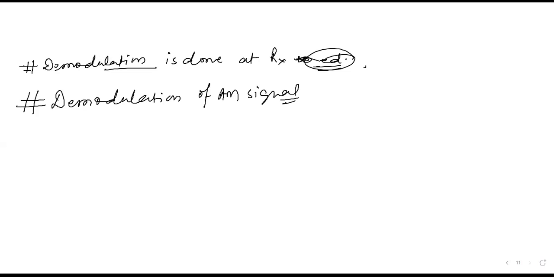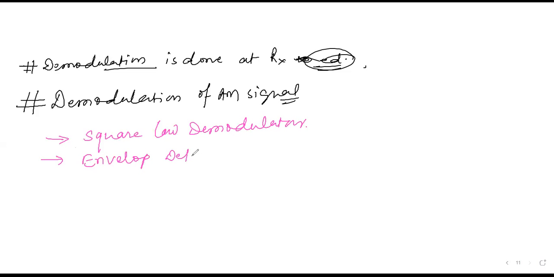And there are various methods which are used for the demodulation of AM signal, such as first, a square law demodulator, second envelope detector, third synchronous detector.